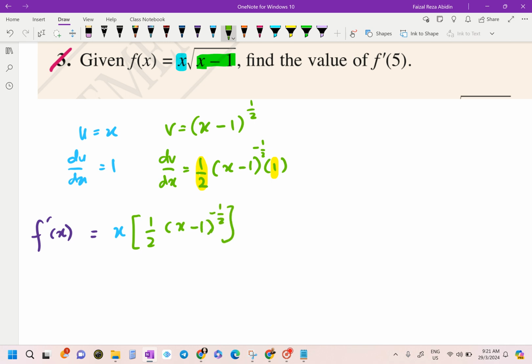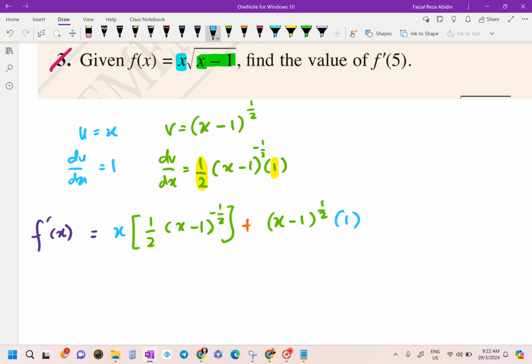Okay, let's copy this one back first, and then plus our v. Just copy back that one. I'm going to get square root of x minus 1, that is (x minus 1) to the power of 1 over 2. Okay, and also du dx is going to be 1. Okay, that's it. Right. Okay, next one, what should we do over here?